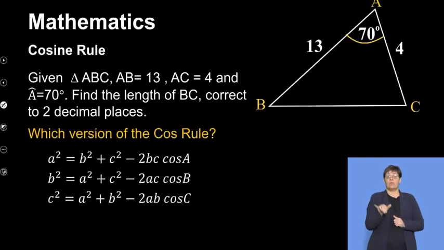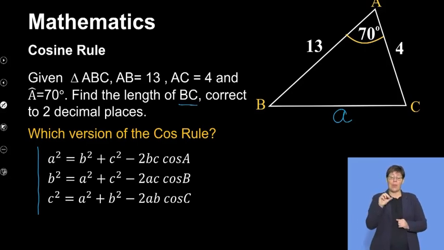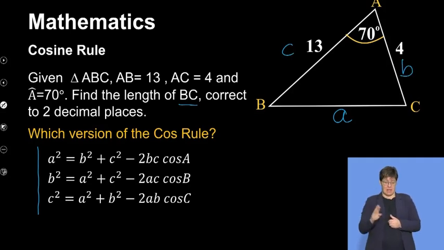Now, which version of the cosine rule? Remember, for triangle ABC, here are the three versions of the cosine rule. Remember, we're looking for the side BC, so it's actually little a. We're given little c, little b, and we have angle A. So obviously the one to use is that one, because we have b, c, and angle A.